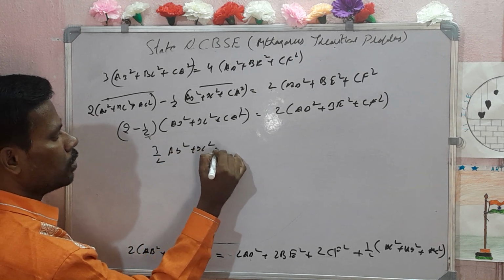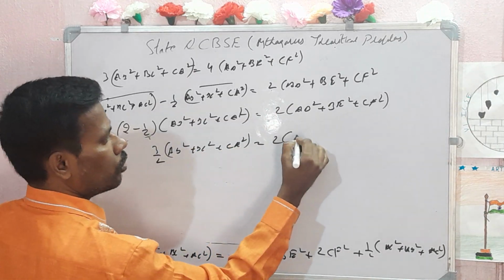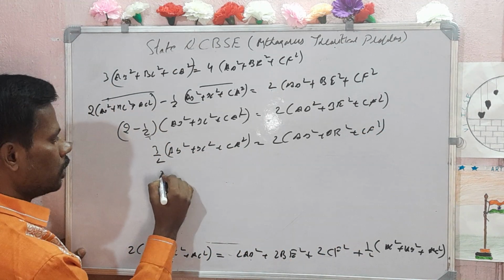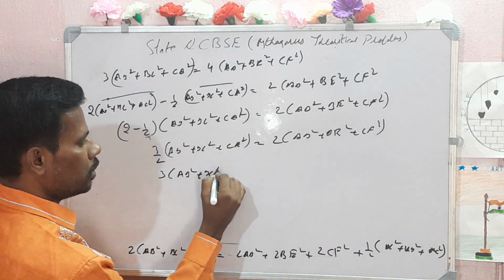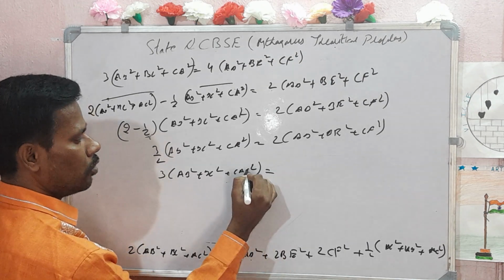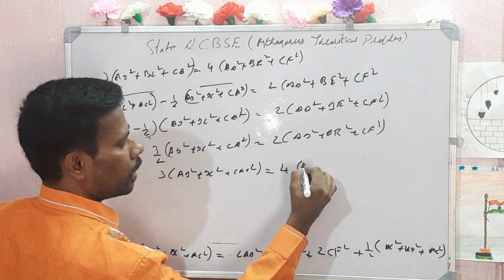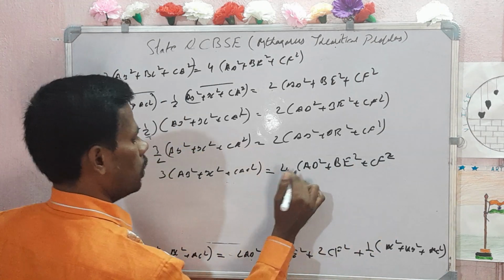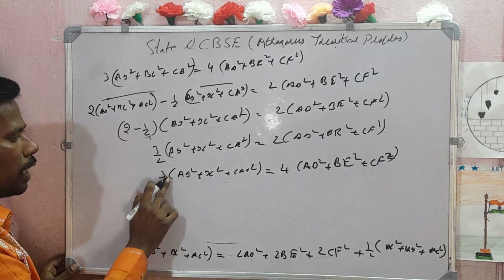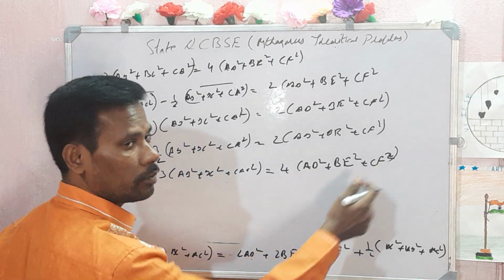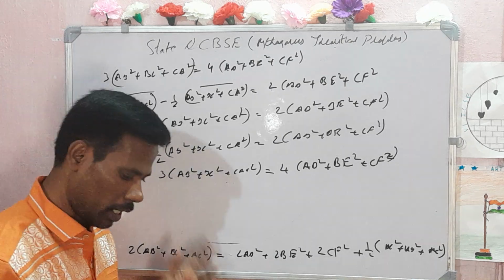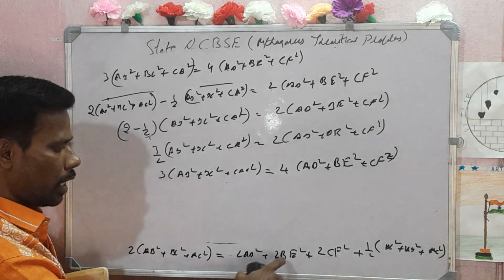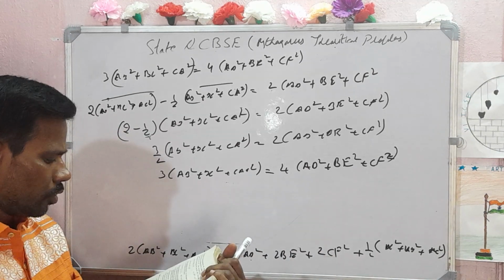AB square plus BC square plus CA square is equal to 2 times AD square plus BE square plus CF square. Now cross multiplication. 3 times AB square plus BC square plus CA square is equal to 4 times AD square plus BE square plus CF square. So hence the theorem: 3 times the sum of squares of sides of a triangle is equal to 4 times the sum of squares of the medians of the triangle. Very simple. Just apply Pythagoras theorem and simple calculations like addition, subtraction. If you do, you will get the answer.